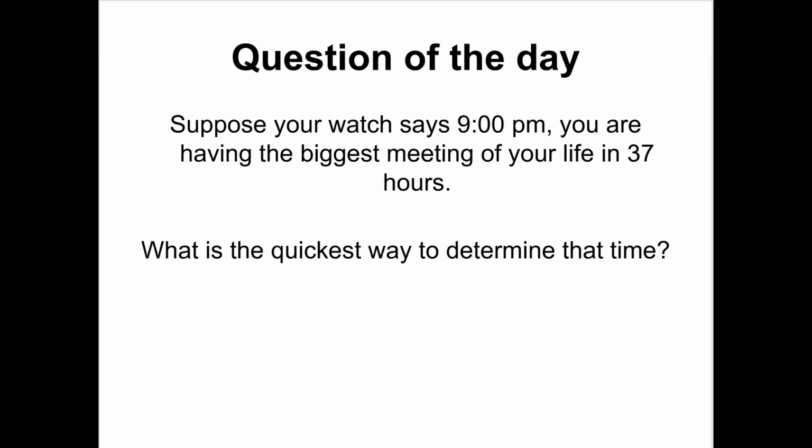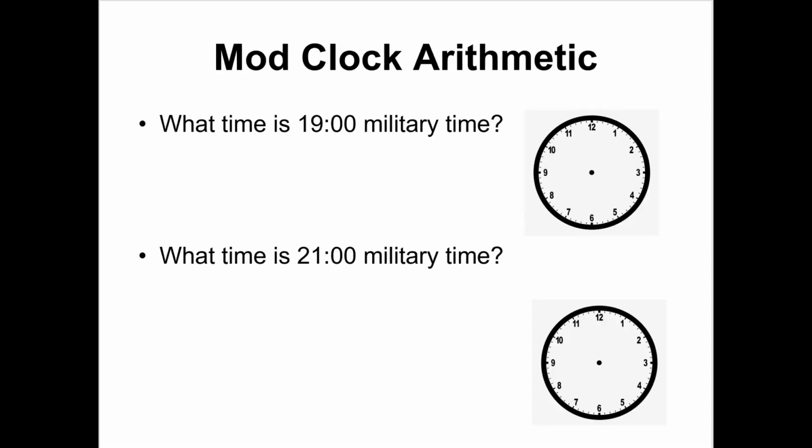Question of the day: suppose your watch says 9 p.m. You're having the biggest meeting of your life in 37 hours. What's the quickest way to determine what time that meeting is? Go ahead and pause here. Figure out the answer, see if you could have done it in a quicker way, and we'll circle back to this one later. So now we're going to talk about mod clock arithmetic.